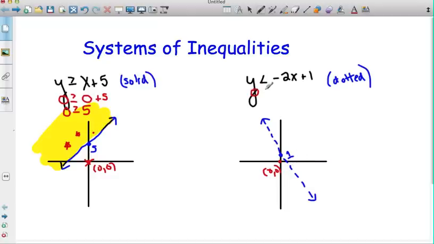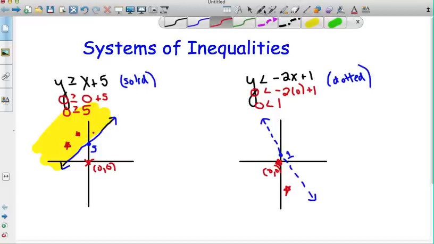If y is 0, let's see, is that less than a negative 2 times 0 plus 1? Is 0 less than 1? And in this case, once you think it through, you think to yourself, why, yes, 0 is less than 1, so this is a solution point. So you could put a star there, which then means if I were to choose anything else, it would also be a solution on this side of the graph as well. So let's go ahead and shade that in.